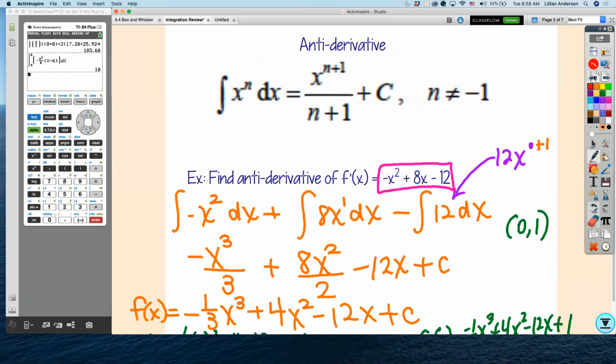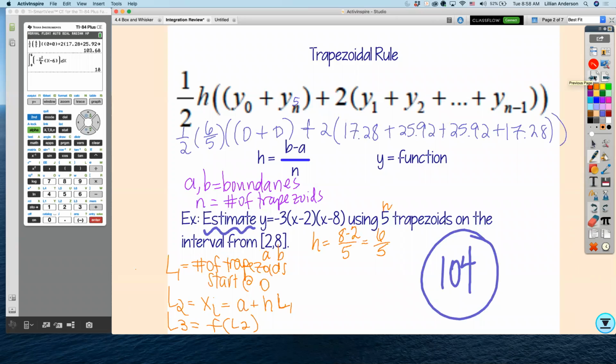So refreshing your memory on that, going back to the estimate for this particular function with the 5 trapezoids, let's see how far the estimate is from the actual exact area underneath the curve. I'm going to do this using my calculator. So what buttons do I press? Math 9. What's my lower bound? 2. And my upper bound is? 8.